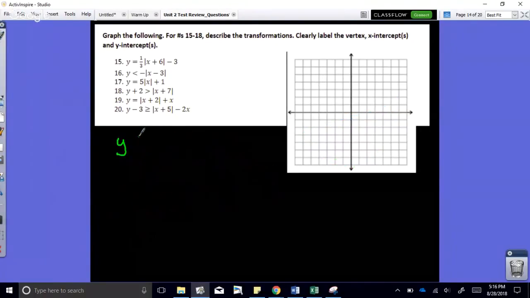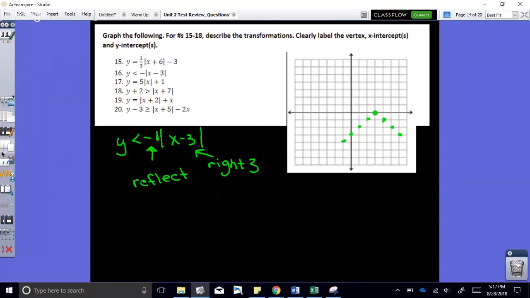Okay, next one we have y is less than negative absolute value of x minus 3. If it helps you, you can put a 1 there. Same type of thing. So this time it doesn't stretch or compress because it's just a 1. However, there is a negative, so we say that this function is going to reflect. There's also a minus here on the inside, which is going to shift this absolute value to the right. So I'm going to go to the right 3. It doesn't move up or down, and the slope is negative, so we're going to go down and to the right, down and to the left.